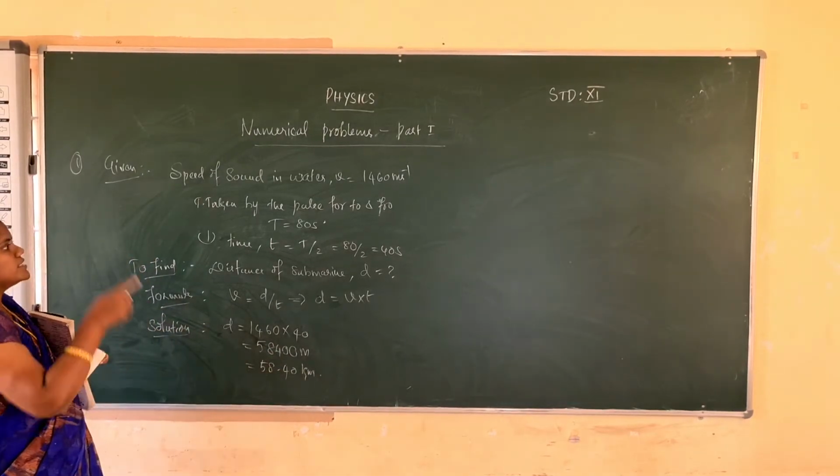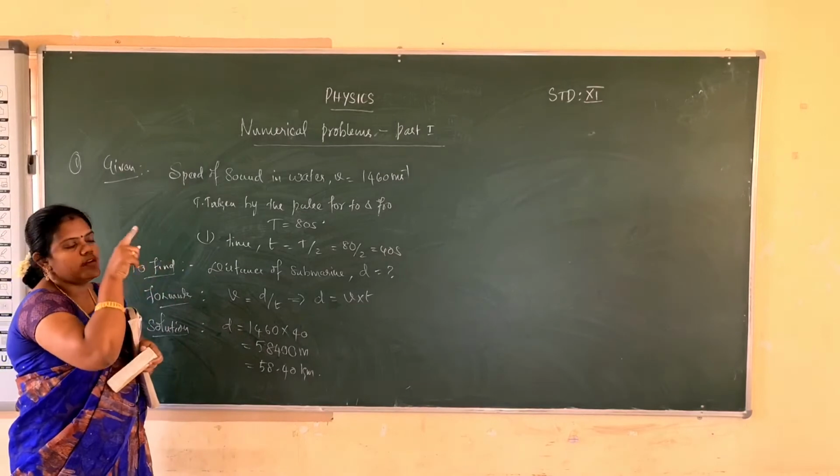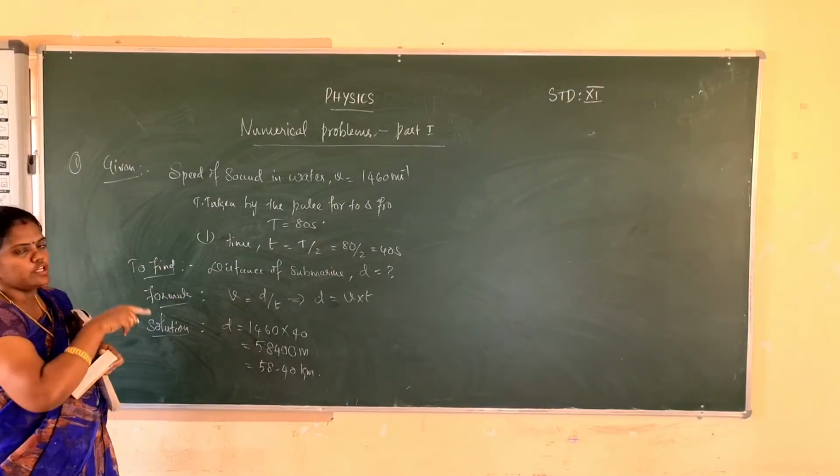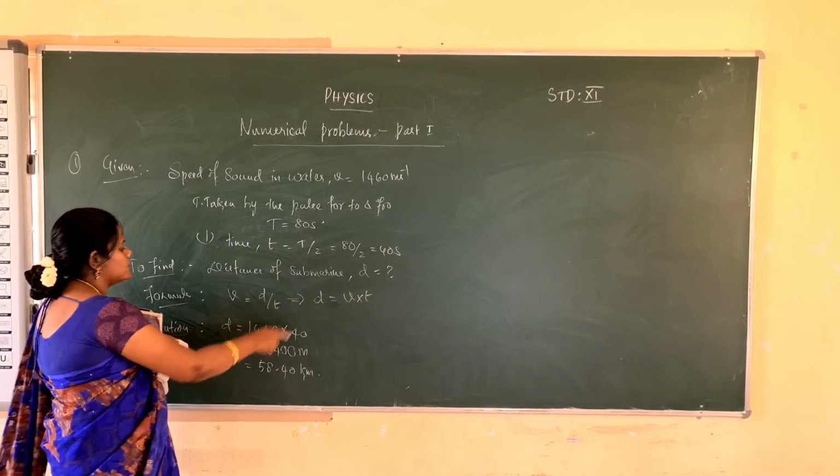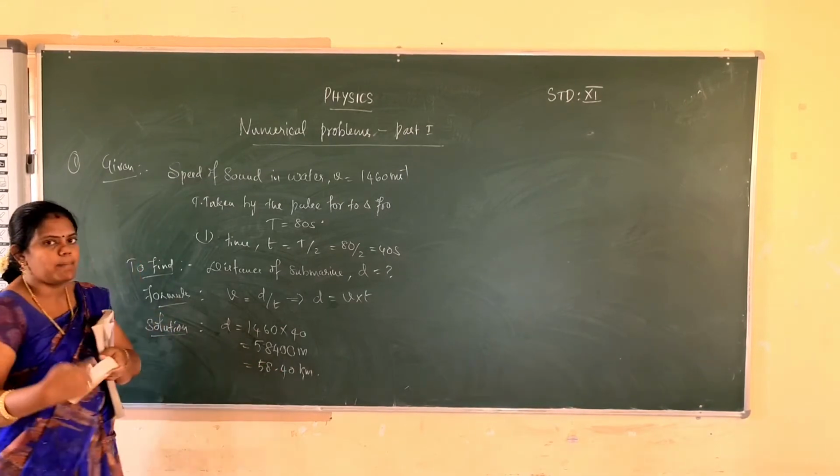Okay, so this is the first problem. The t value is given, the v value is given. Easily find out the d value. d is the distance of the submarine.